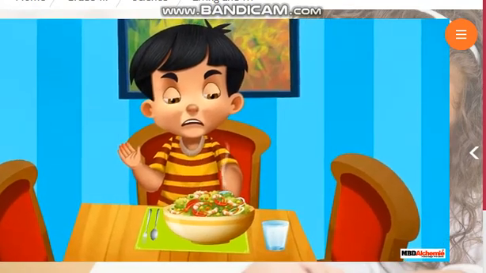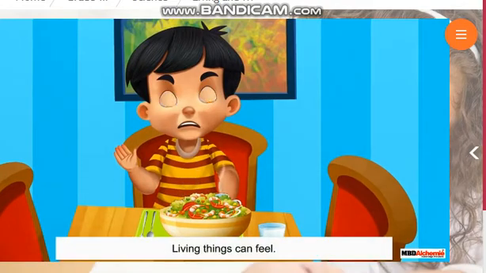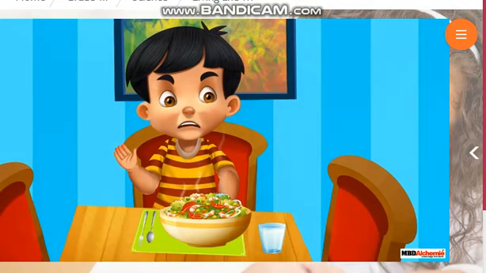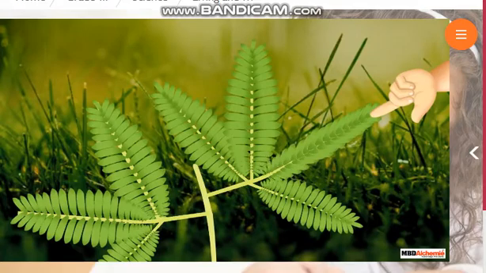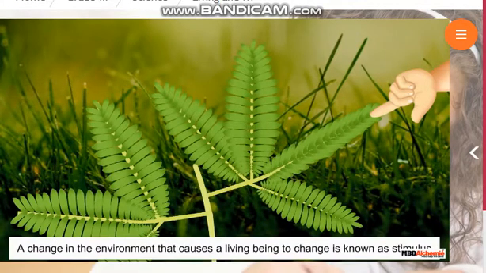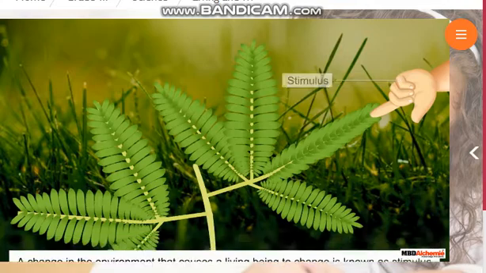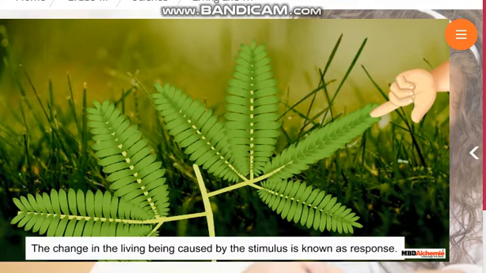Ouch! Another characteristic of living things is that they can feel. Living things also feel the changes in their environment. They undergo changes as the environment around them changes. A change in the environment that causes a living being to change is known as stimulus. The change in the living being caused by the stimulus is called the response.